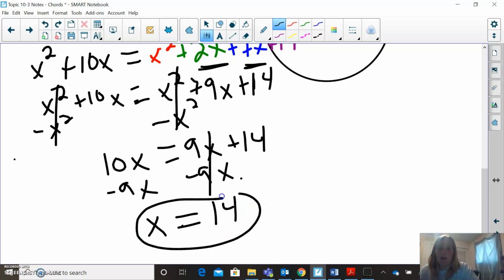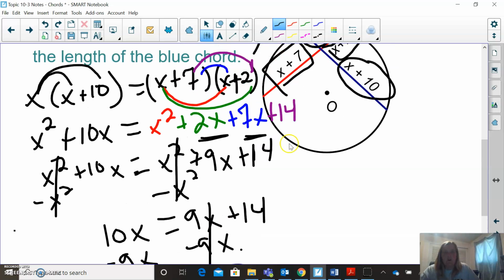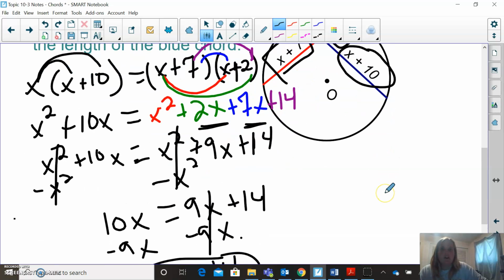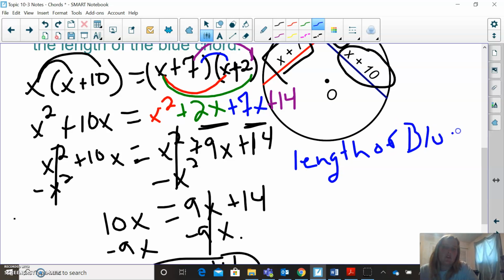Boom. But we're not done, right? We have what x is, but now we need to figure out the length of the blue chord. Now the length of the blue chord is broken into two parts, okay? So let's do this over here. Length of blue chord.